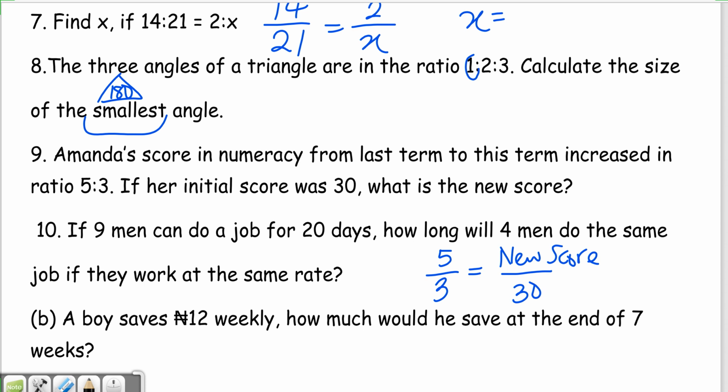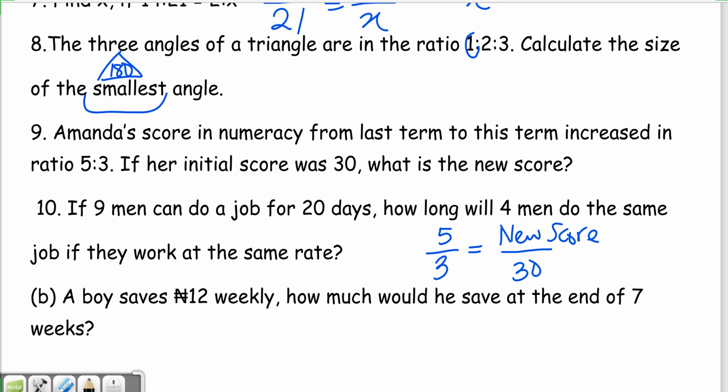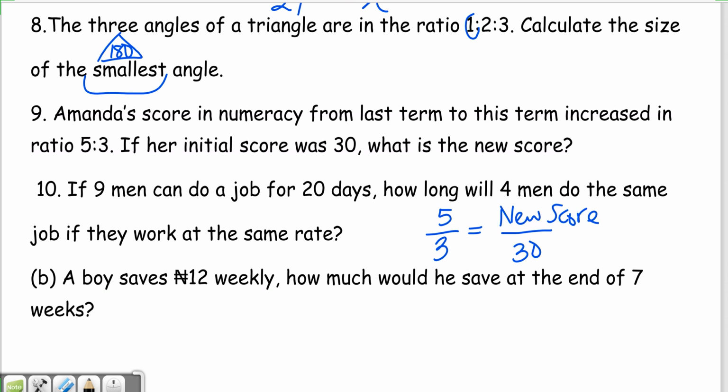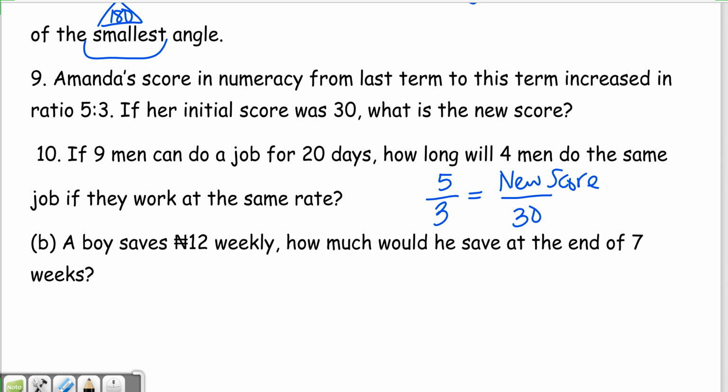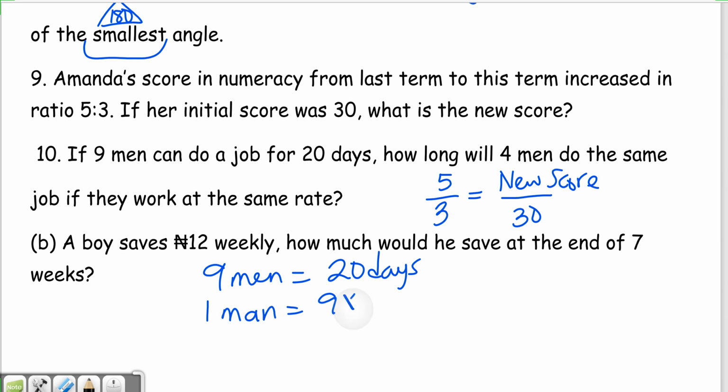So number 10 is talking about proportion, and this has to do with doing jobs, the people doing the jobs and the days they need to do it. Now for 10A, 9 men can do a job in 20 days. You have to find for 1 man. If 1 man will do it, the days will increase. So if you increase, you multiply what you have at the top. That will be 9 times 20 days.